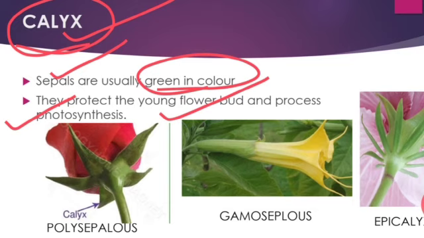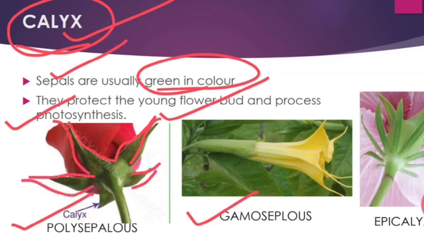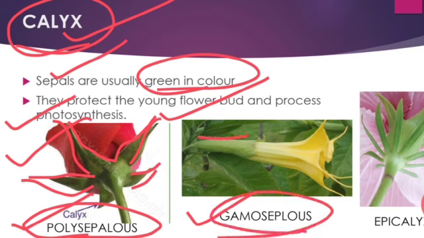Now there are three terms related to it. First are polysepalous and gamosepalous. Polysepalous means the sepals are separated from each other. This type of sepal arrangement is known as polysepalous. Gamosepalous means the sepals are fused together. They are named gamosepalous.